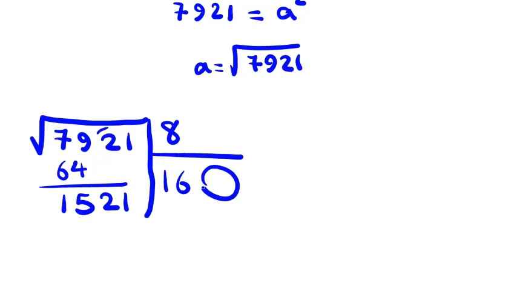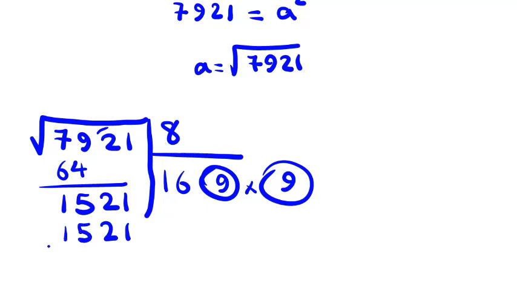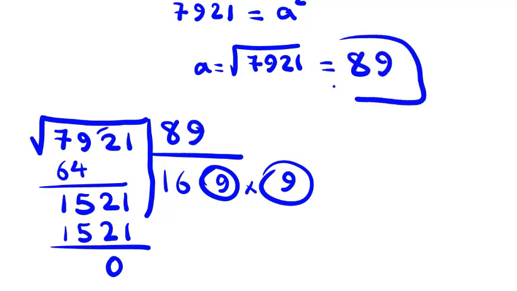8 times 2, 16 times, you should place same number here, and if you place 9, 9 times 9, 81, we have 8, 9 times 6, 54, plus 8, 62, we have 6, 9 times 1, 9, plus 6, 15, and it's 0, and you place here 9, so the answer of this problem is equal to 89.